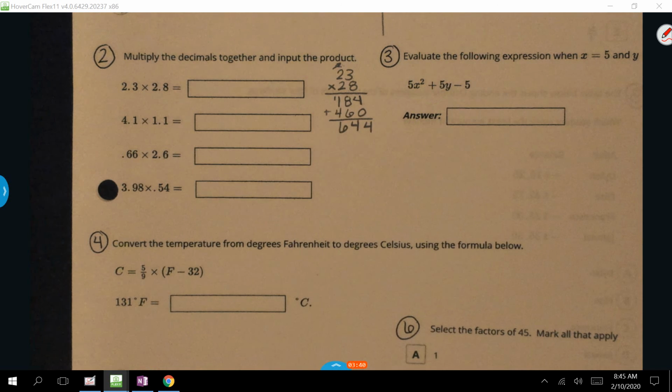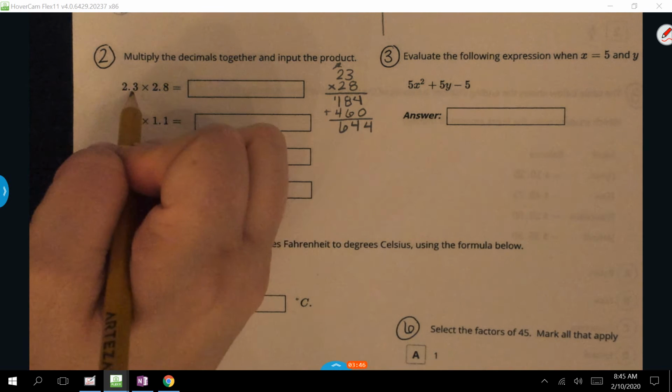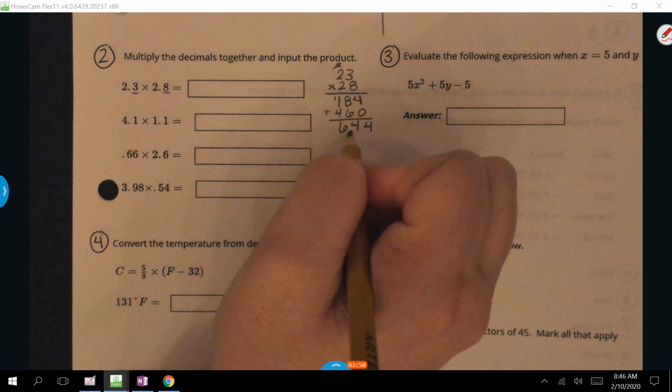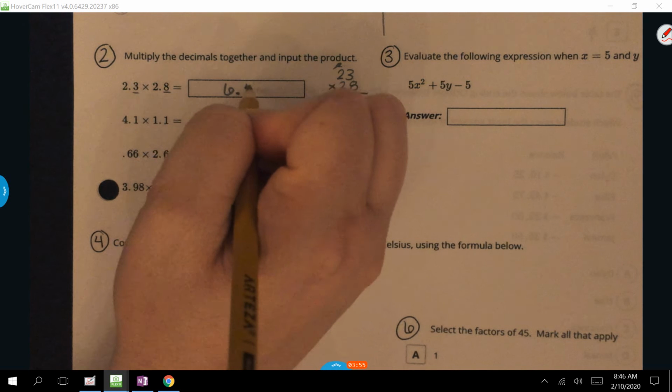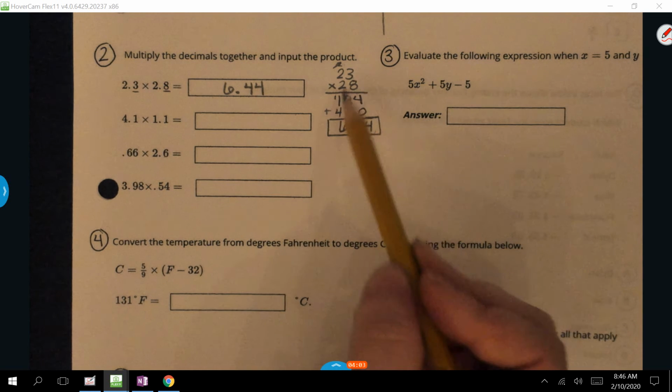So is my answer 644? No, what do I still need to do, Emma? There are 2 decimals here. So I'm going to move over 1, 2. So I get 6.44. So guys, we definitely want to show our work.